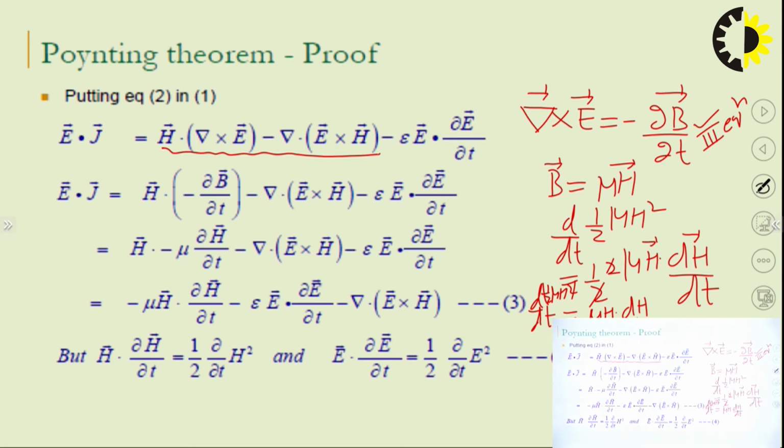So after rearranging, what we will get? We will get E dot J is equal to minus mu H dot dH over dt minus epsilon E dot dE over dt minus divergence of E cross H, and this has been written in the form of equation number 3. Now H dot dH over dt is equal to half of d by dt H square. Similarly, E dot dE by dt is equal to half of d over dt epsilon E square, as I explained you earlier. So by substituting these values from equation number 4 in equation number 3, what we will get?